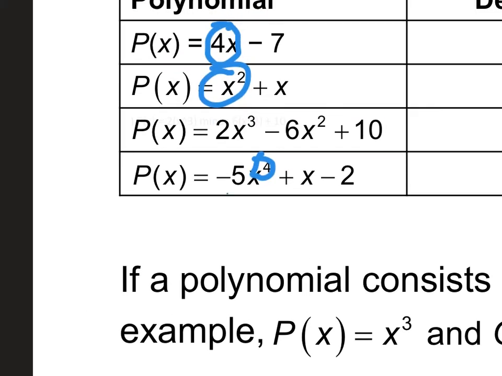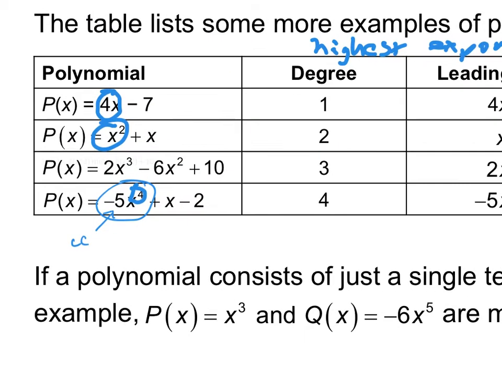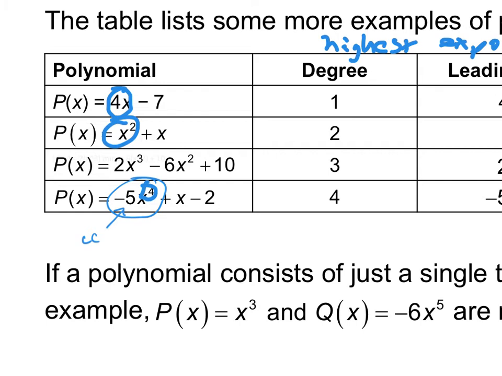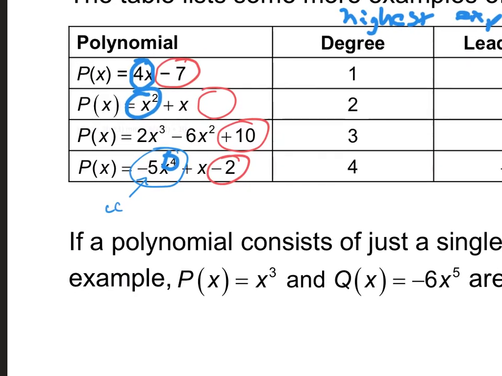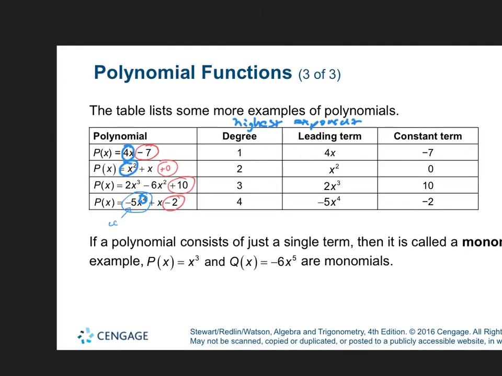The leading coefficient here is -5. The leading term is -5x to the 4th. Anything that we talk about a constant is the number at the end that doesn't have a variable. So the constant here is -7. The constant here is 10. The constant here is -2. What's the constant here in the second example? What are we adding or subtracting there at the end? 0. So your constant would be 0 or none. You can say either one.